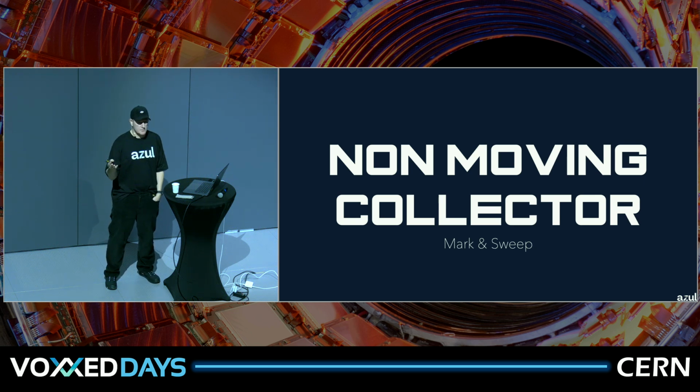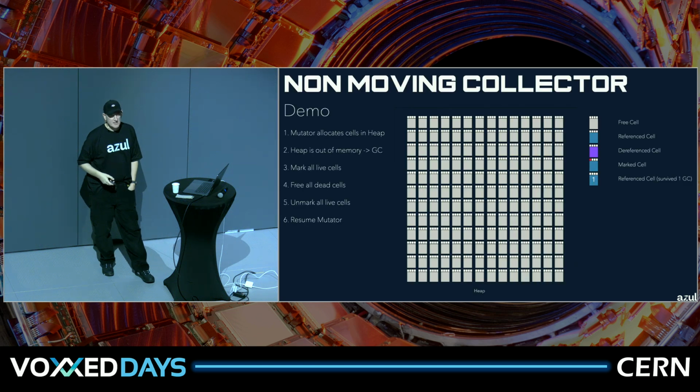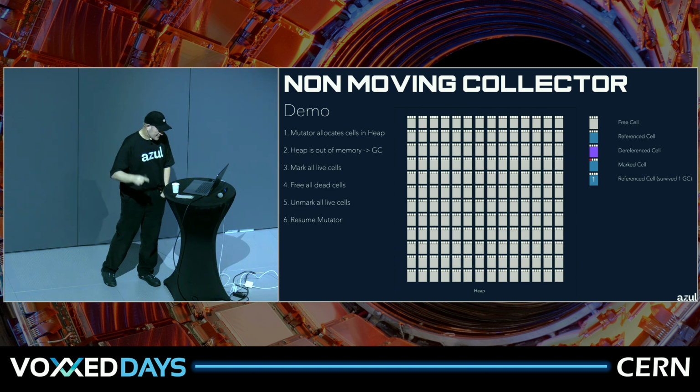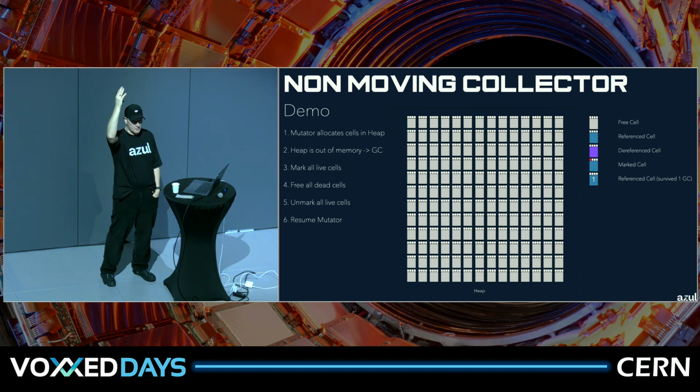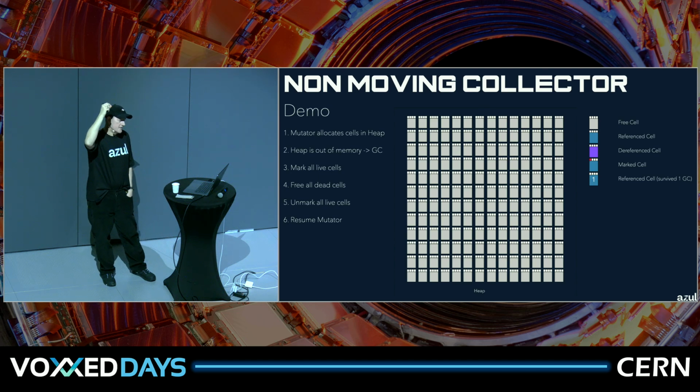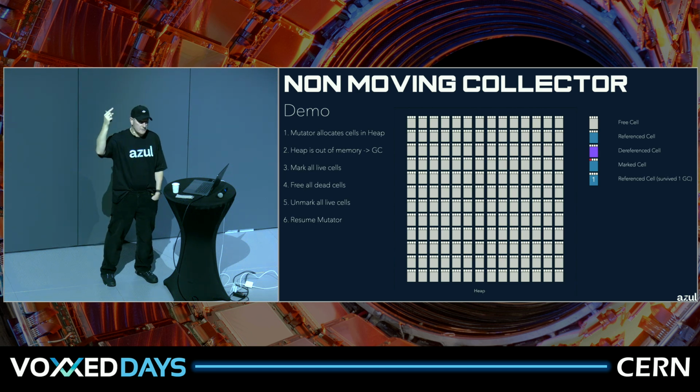Who heard about mark and sweep? Probably a lot of people. But it's always like, okay, I don't know exactly how it works. Well, I tried to make a little animation to make it easier for you, right? So this should be the heap, the gray squares or rectangles that you see here. If they are gray, they are free, unused. If they are blue, they are referenced. That means they are in use, right? If they are purple, they are dead, garbage.